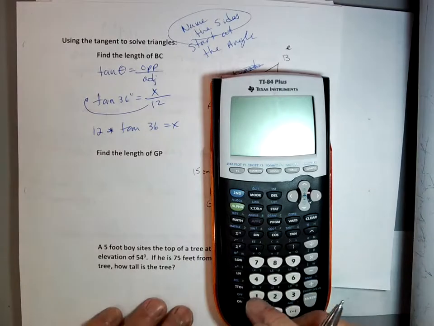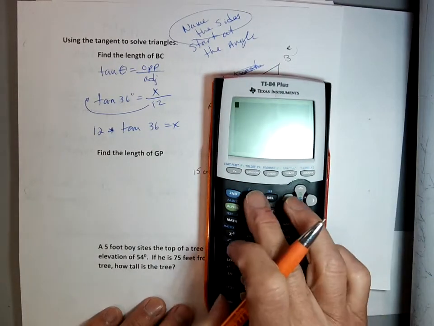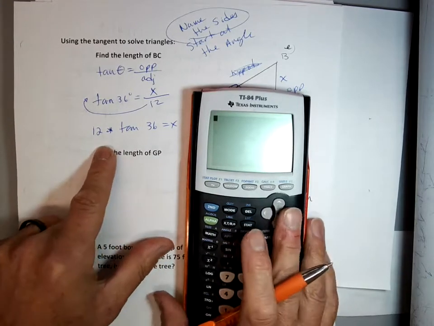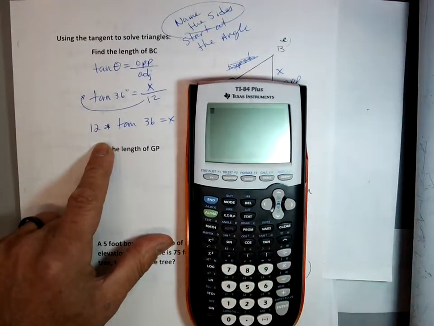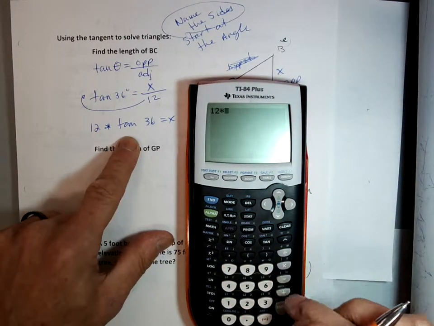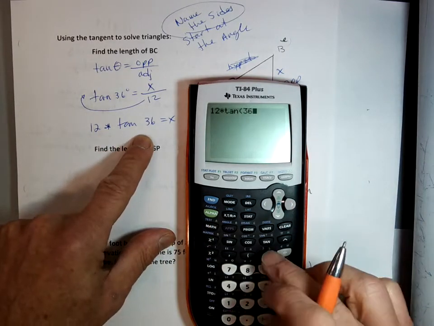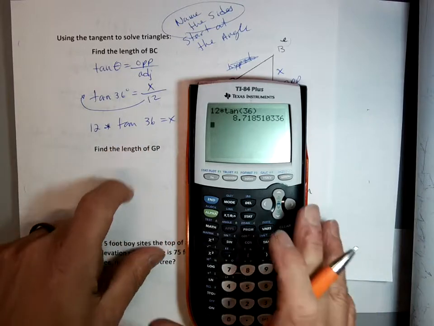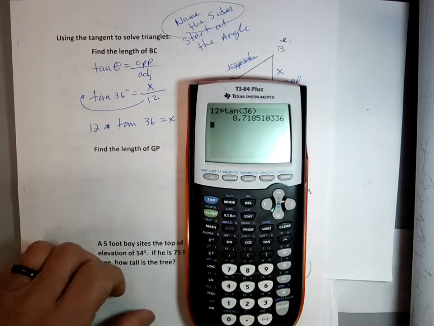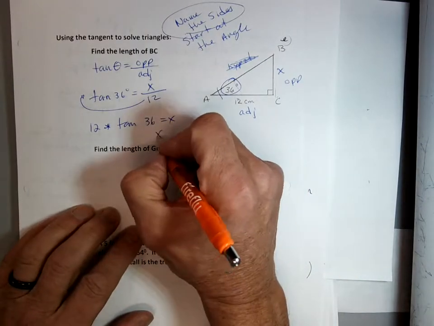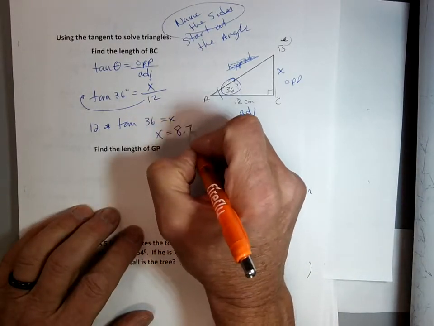Now I'm just going to use my calculator to do that. I'm going to make sure I'm in degree mode. Yes, I am. I'll talk about that later. I'm just going to type it in just like it says: 12 times tan, my tan button, 36, and I get an answer of 8.7. That's the length of that side. So x equals 8.7.